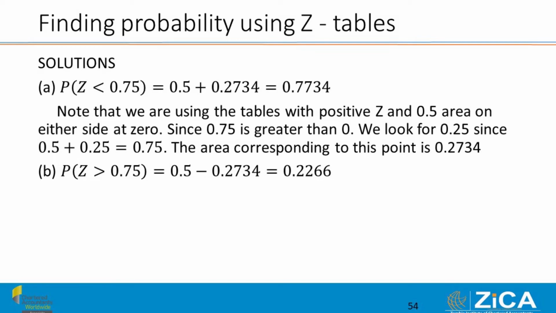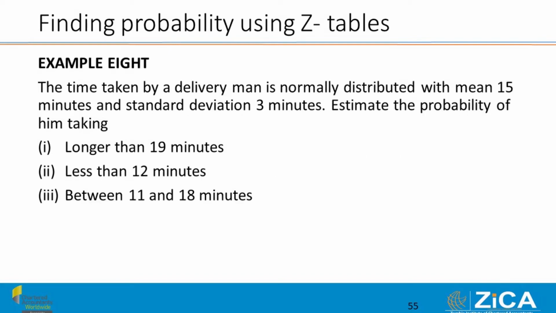Now, if you are looking at the area greater than 0.75, it is on the right-hand side of 0.75. The table gives us 0.273, the area between 0 and 0.75. That is what is given by the table, but we want the area above that. So since it is under 0.5, we subtract 0.273 from 0.5. That's how we get 0.2266.